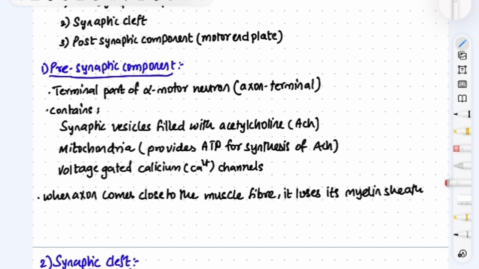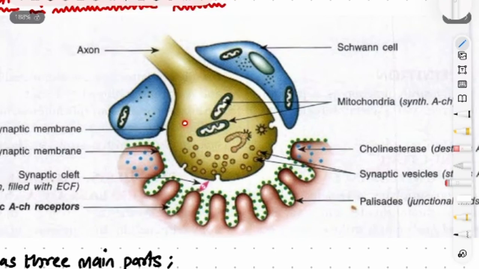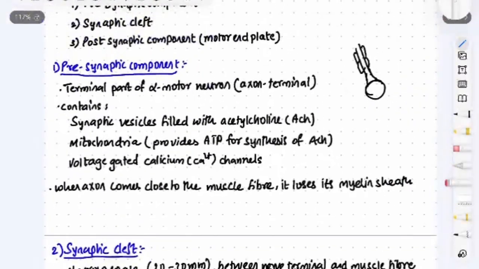Suppose this is a muscle fiber, and this is an axon. The whole length of the axon is covered by myelin sheath. As soon as it is approaching the muscle fiber, it loses its myelin sheath. So this is the important point. We can see in this diagram, this is the presynaptic component. It contains the synaptic vesicles and mitochondria, and this mitochondria helps in the synthesis of acetylcholine, and this acetylcholine is synthesized or stored in the synaptic vesicles. So this is about the presynaptic component.